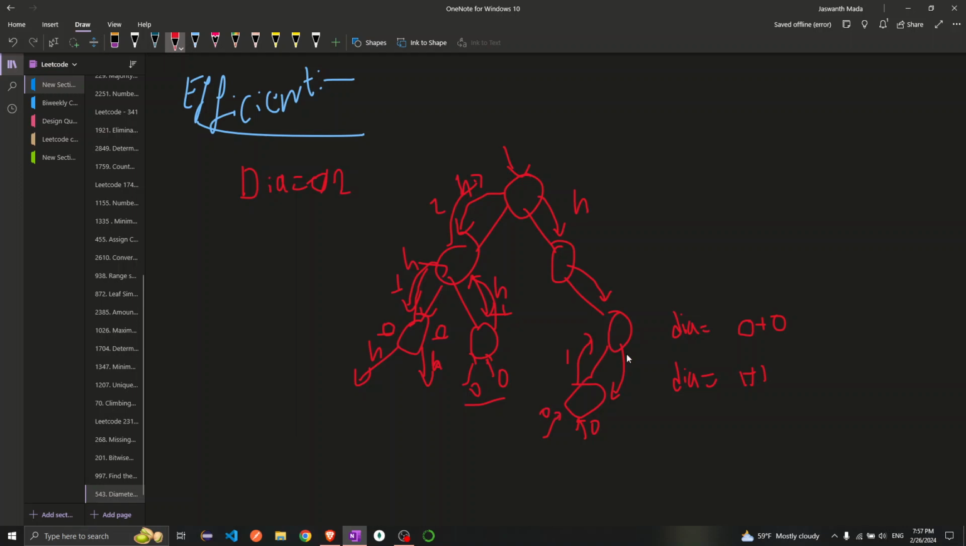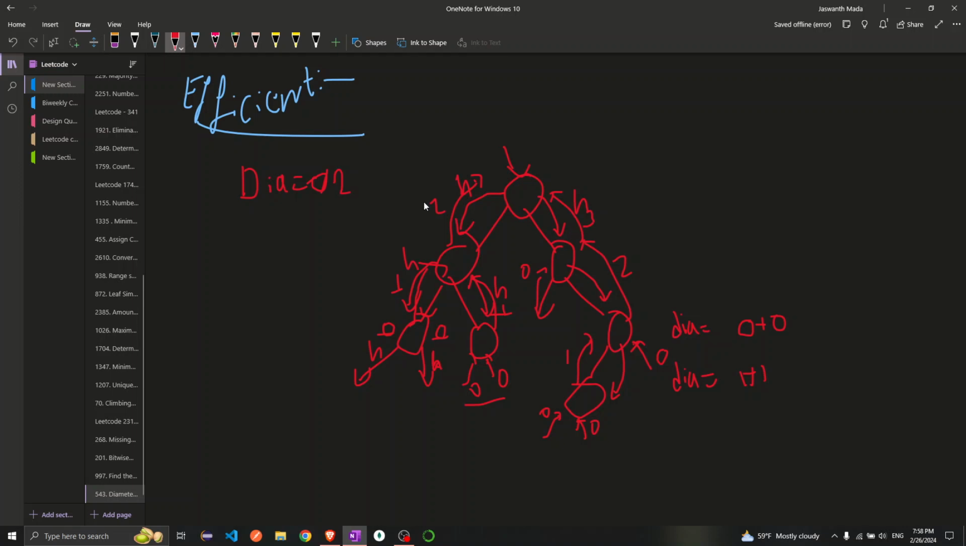And this node from the left returns 1, and this node from the right gets 0. 1 plus 0 is 1. So the diameter is 1, but our diameter is already 2. So there's no point in updating that. So I'll return the maximum of these two, which is 1, 1 plus 1, which is 2. So I'll again find the diameter at this point. I got the answer from left, I'll get 0, right? So the diameter is 0 plus 2, which is already 2. So there is no point in updating that. So for the height, what I'll do is 0 comma 2, which is 2, right? So I will add 1 to that and I will return 3.